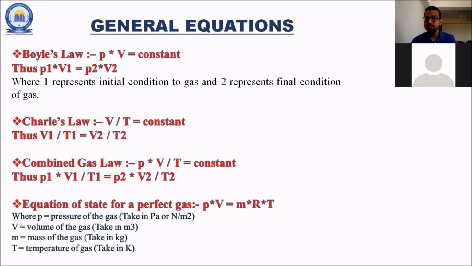Capital T is the temperature of the gas, and in the SI units we are going to convert it into the Kelvin scale. And finally capital R is the characteristic gas constant, and the value of R we are going to take in joule per kg Kelvin.